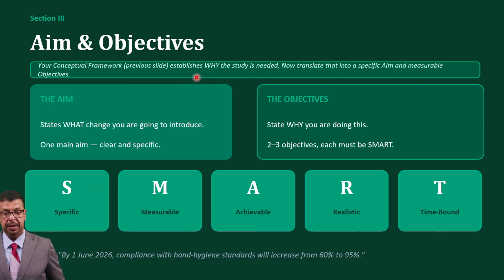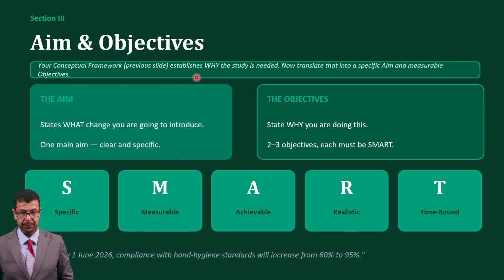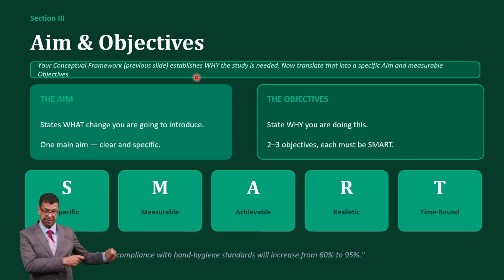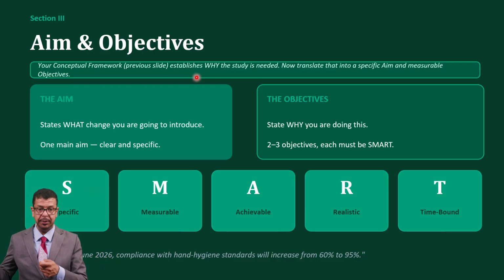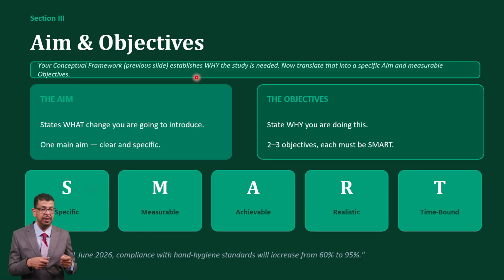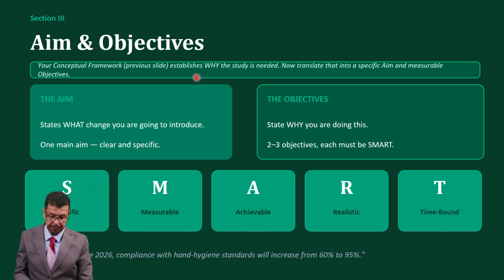Following this section, which is the overview of the proposed change, we'll go to the aim and objective. In this program, the aim should state what change you are going to introduce. And the objective should state clearly why you are going to do this. So what change you are going to do is the aim, and why you are going to do this change is the objective.